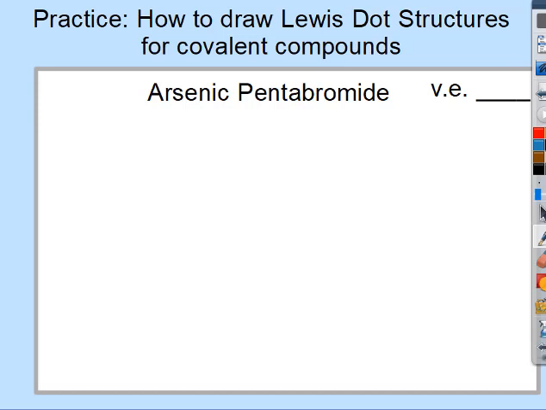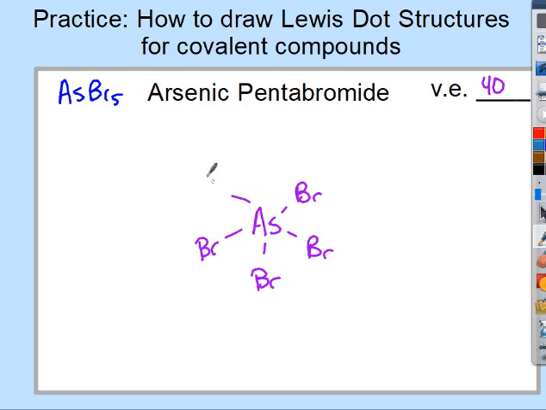Arsenic pentabromide is AsBr5. Go calculate your valence electrons and restart your video. So you should have gotten 40 valence electrons. Arsenic's going to go in the middle, but there's 5 bromines. All 5 bromines will come off of the arsenic. So 5 times 2, we need to subtract 10 out.